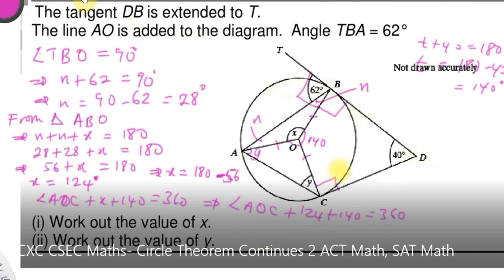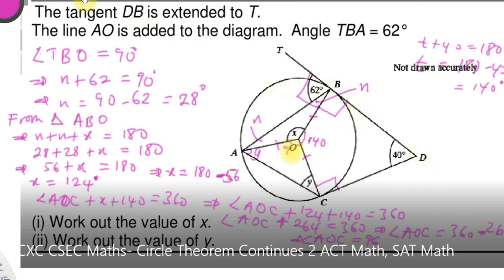Okay, so it means that angle AOC plus, what is 124 plus 140? 264. So angle AOC plus 264 is equal to 360 degrees. So this implies that angle AOC is equal to 360 minus 264. Angle AOC is equal to 96 degrees.